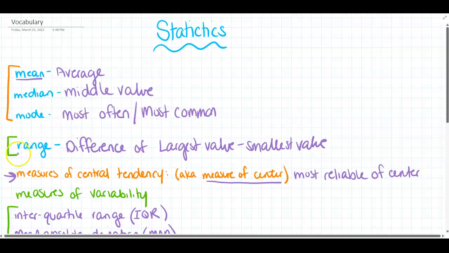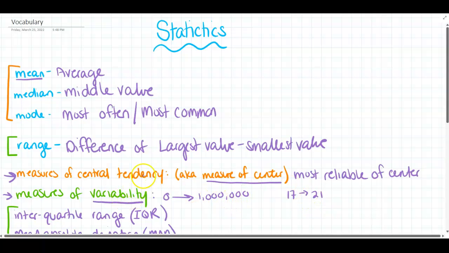Now you'll notice range is in green because that goes with your measure of variability. So the word variability, basically it comes down to how much it varies. How wide is it spread? How many data points does it encompass? Do you have data points from 0 through 1,000,000, or do you have data points from 17 to 21? That's your measures of variability.